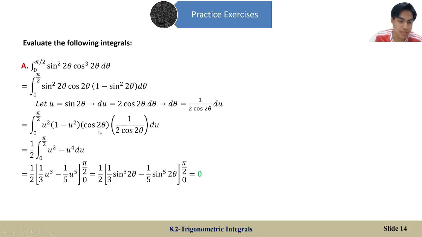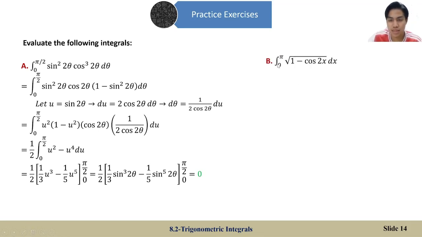But it is not finished. We have to plug sine 2 theta in places where there is variable u. When we replace u with sine 2 theta, as this is a definite integral, we have to plug the values into the angles theta. And since sine pi is equal to 0 and sine 0 is also equal to 0, we can conclude that the answer is 0.